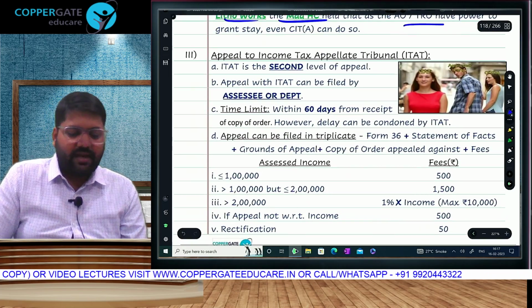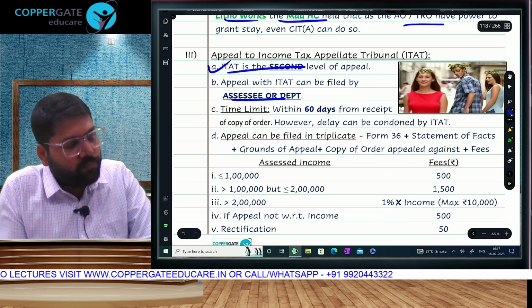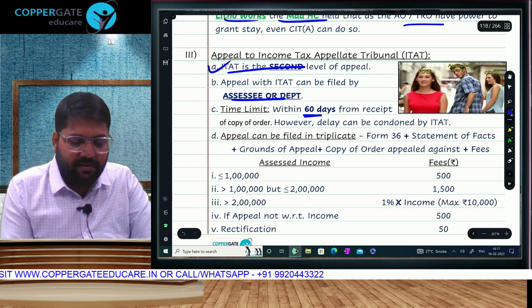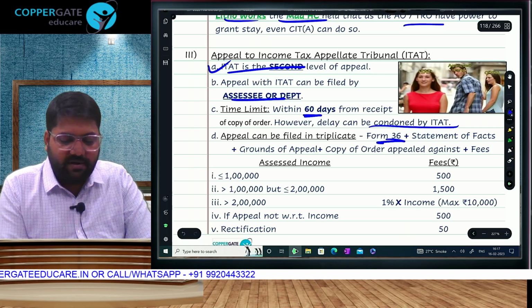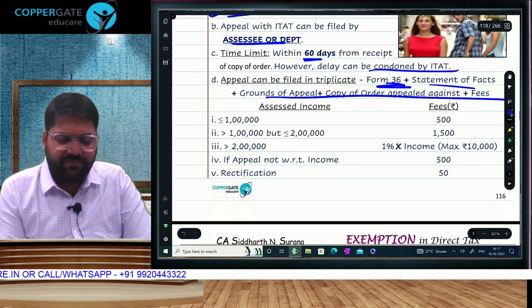Moving further, the second level of appeal, ITAT, is the second level of appeal. This can be filed by the assessee or the department, both, because whoever is the aggrieved party at the CIT will come here. Here the time limit will be 60 days from the copy of the order and delay can be condoned by the ITAT. The form number will change from 35 to 36. Statement of facts, grounds of appeal and all that is going to be the same. Fees is a little different.